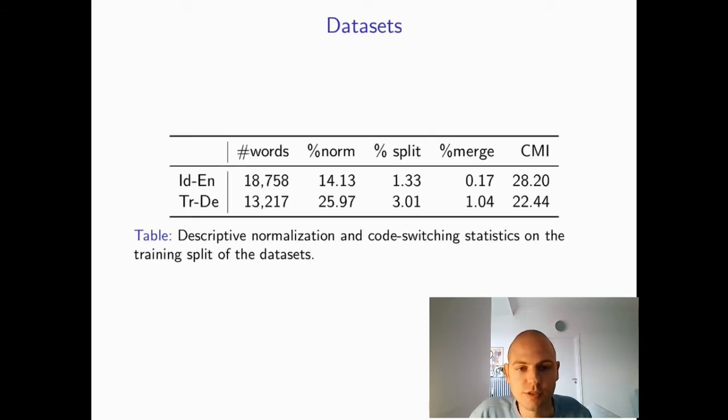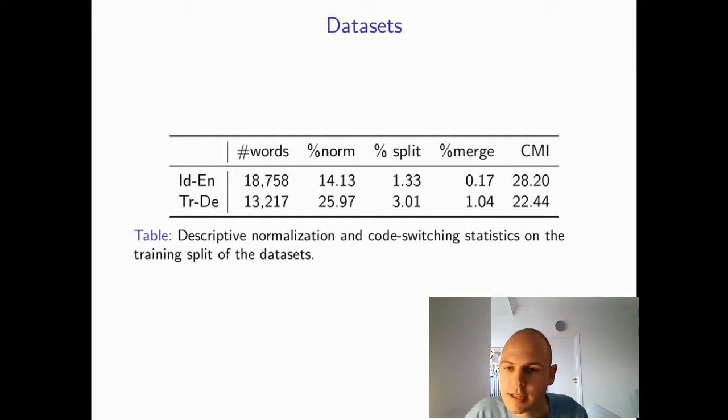This is a summary of the two datasets that we use. You can see that both of the datasets are relatively small. The Indonesian-English dataset is about 18,000 and the Turkish-German about 13,000 words, which is why we took apart 20% for testing purposes and used tenfold cross-validation on the remaining 80%. Then the percentage of normalized words is relatively high, 14 and 26%, whereas the percentage of splits and merges are quite small. This is because they are quite peculiar cases of normalization replacements.